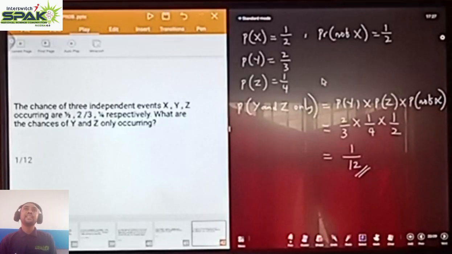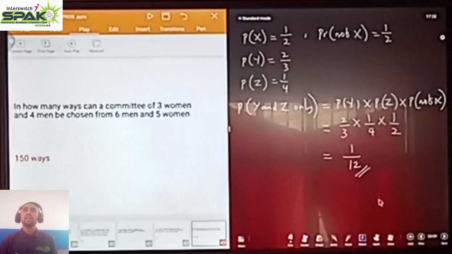So that means if Y and Z will only occur, it means that X will not occur. So probability of not X will now be 1 minus probability of X. So 1 minus 1/2 is also 1/2. So that's why we have 1/2 here. So the probability of Y and Z only will be probability of Y times probability of Z times probability of not X. When you multiply everything and reduce to lowest term, it gives 1/12. So 1/12 is the probability.